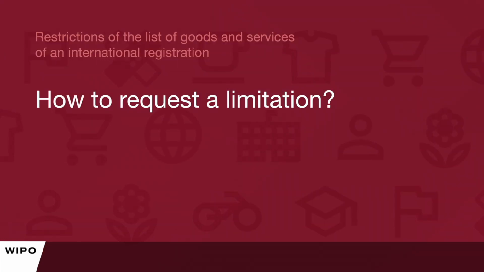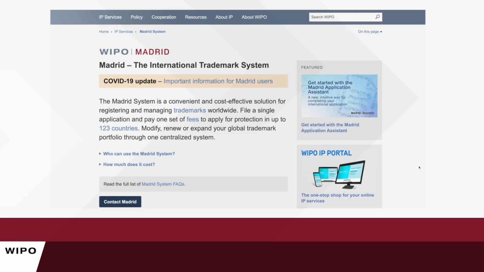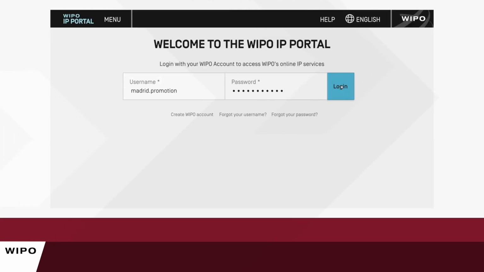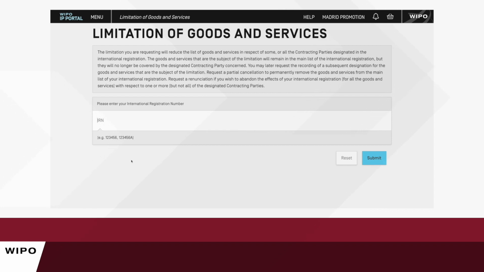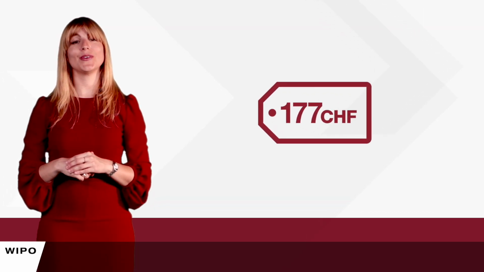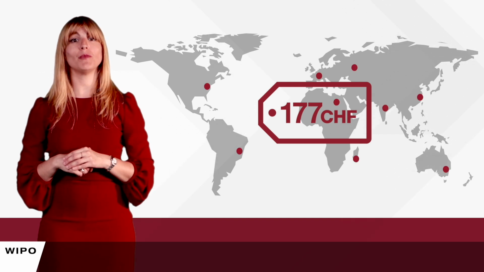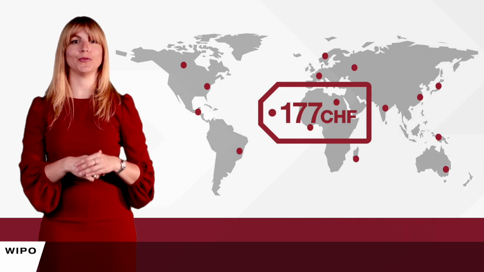How do you request a limitation? You can find the relevant form on the Madrid System website. The fee is 177 Swiss francs, irrespective of the number of contracting parties it refers to.